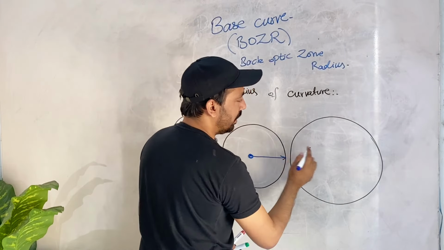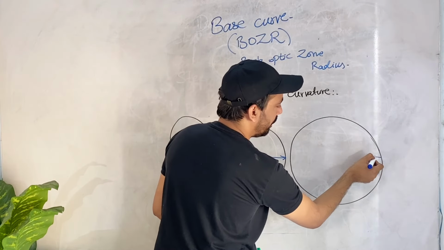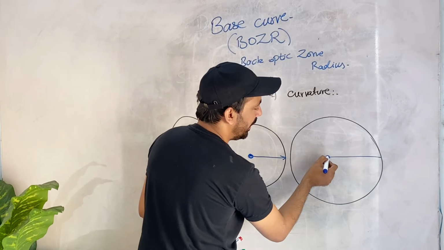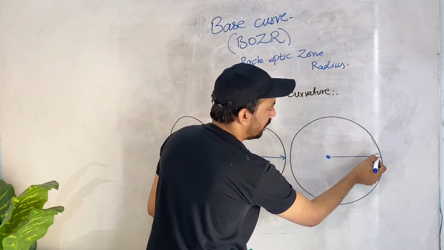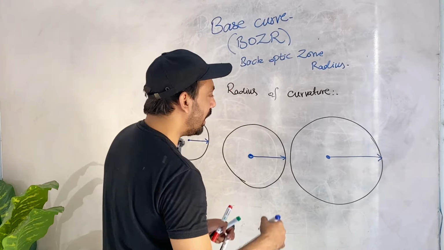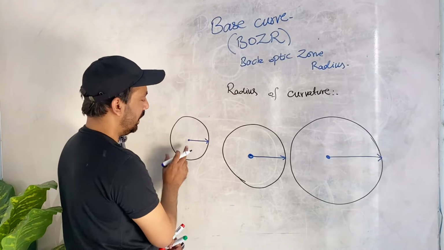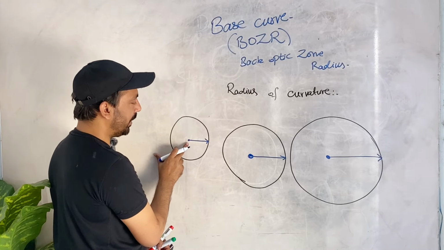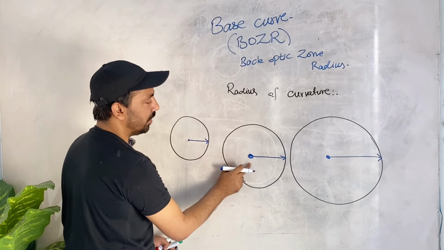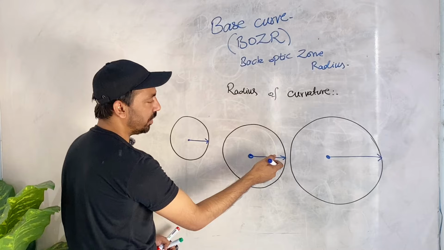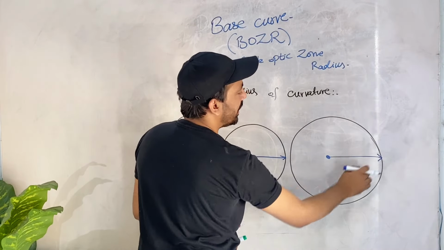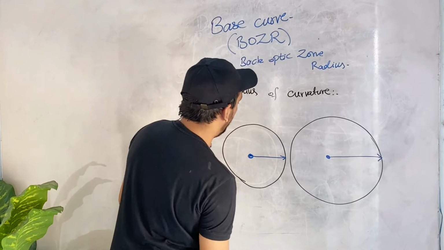And in the biggest circle, you see the base curve is the largest ever. So we conclude that in a smaller circle, the base curve is small. In a bigger circle, the base curve is larger. And in the biggest circle, the base curve keeps increasing, right?